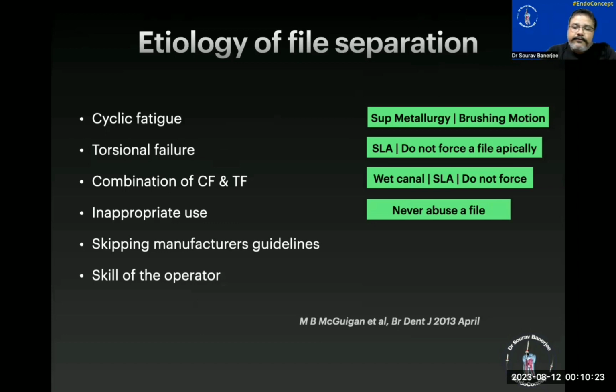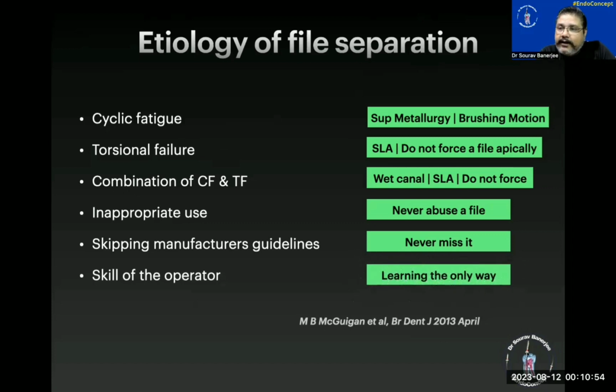Now, skipping manufacturer guidelines is a big miss that we usually make. It is not confusing, because if you're using a few systems, we don't have to remember the RPM and torque for each. It is usually mentioned on the boxes and packages used to pack those files. We have to just follow those instructions by the manufacturer. That is one important thing that should never be missed.